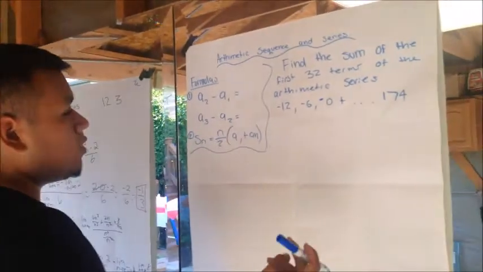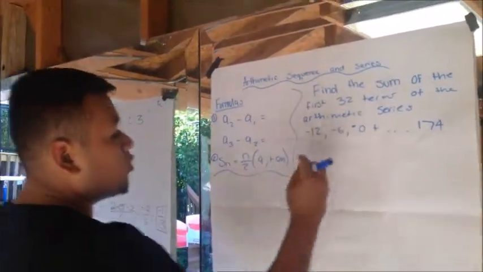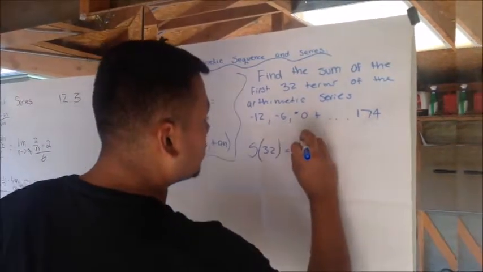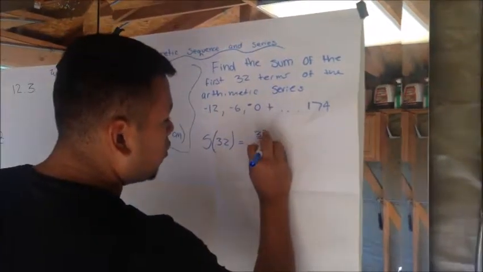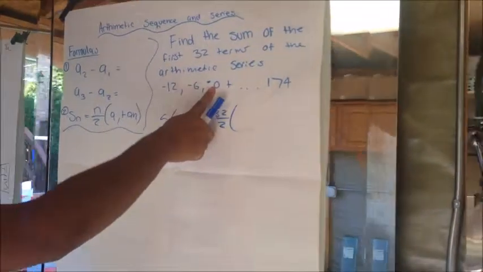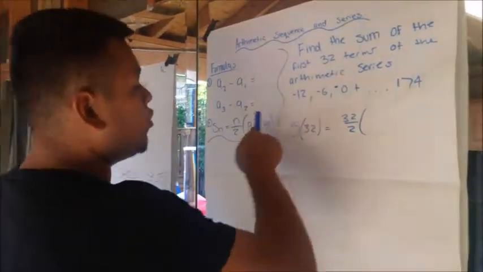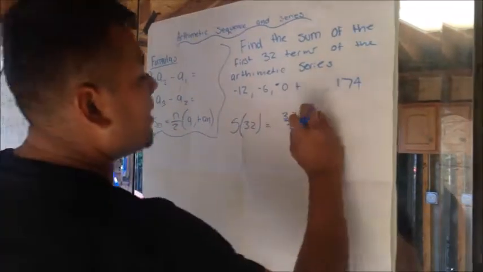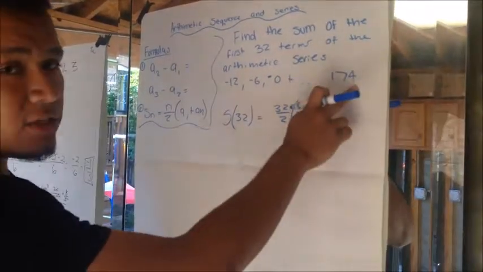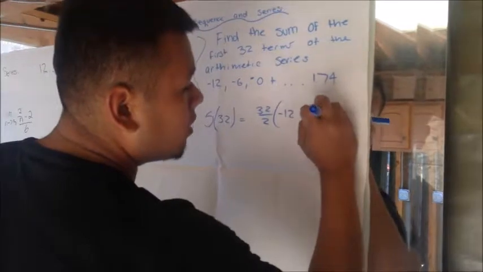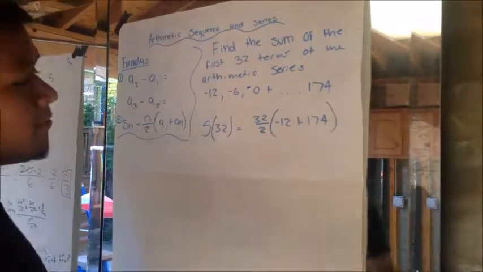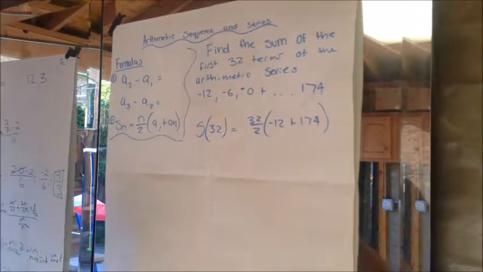So n would be the number of terms. We would go S32 equals n, which is 32, over 2, parentheses a, which is A1, so it's asking for A1, which will be -12, plus an. An is pretty much the last number they're giving us, which will be 174. After that, we'll just simplify. 32 over 2 would be 16.